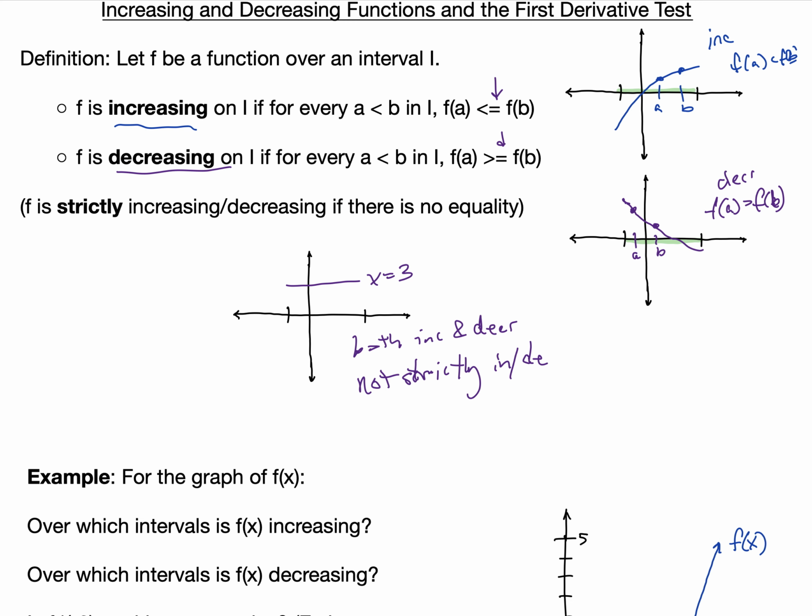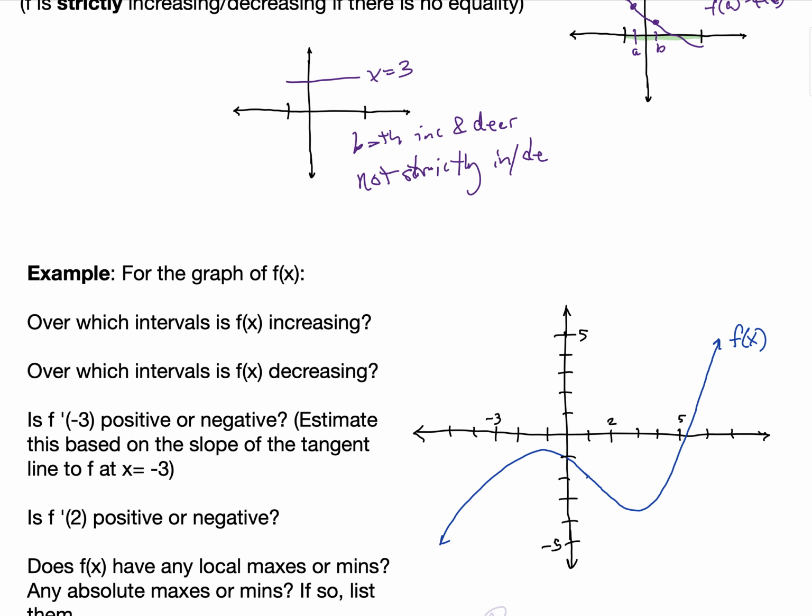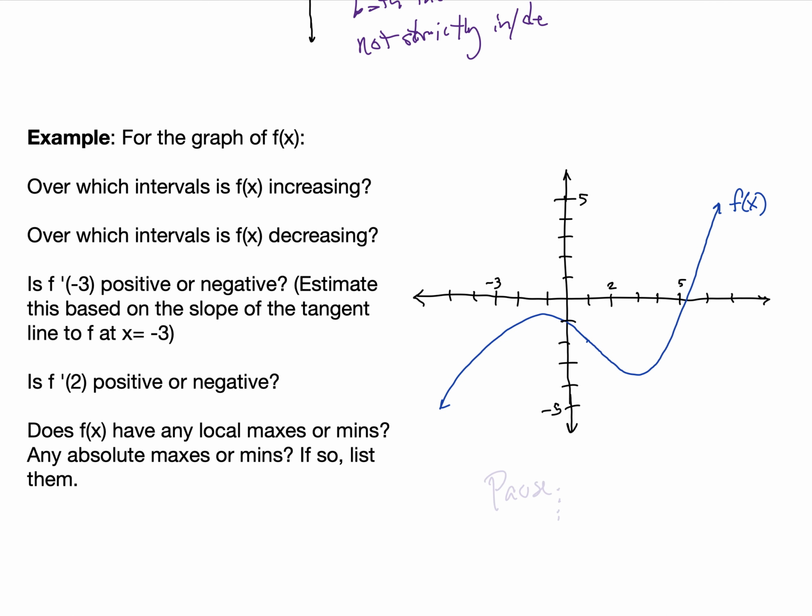I would like you now to apply those definitions to think about this graph, and also think about what's happening to the derivative as this function is either increasing or decreasing. For this graph of f of x to the right, over which intervals is f of x increasing? Over which intervals is f of x decreasing? Is f prime of negative 3, the derivative at negative 3, positive or negative? Just estimate this based on the slope of the tangent line to f at x equals negative 3. And is f prime of 2 positive or negative, again using the slope of the tangent line to approximate this?